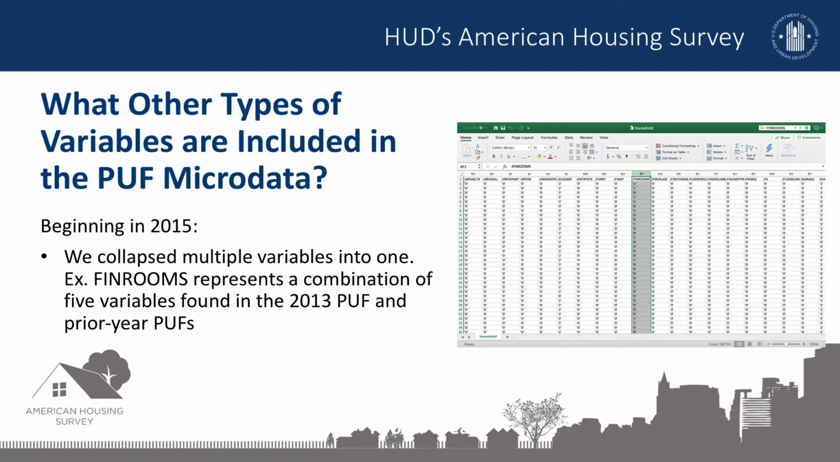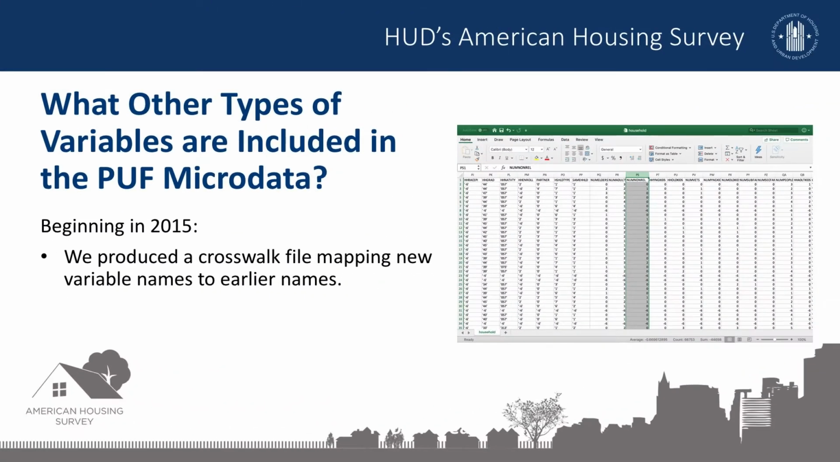Beginning with 2015, we also collapsed multiple variables into one variable. For instance, the 2015 PUF variable FINROOMS represents a combination of 5 variables found in the 2013 PUF and prior year PUFs. A similar strategy was used for heating and cooling and other variables. A few variables, such as REL, have the same name but use different codes. To help users map new variable names to old variable names, we produced a crosswalk file comparing 2015 PUF microdata variable names with PUF variable names from the 2011 AHS and 2013 AHS.